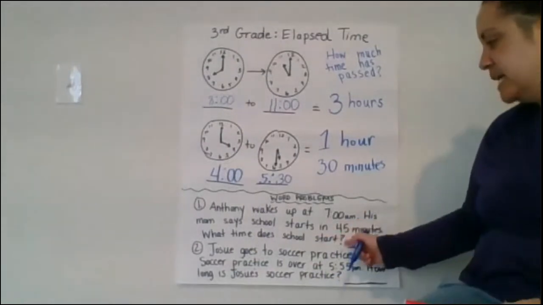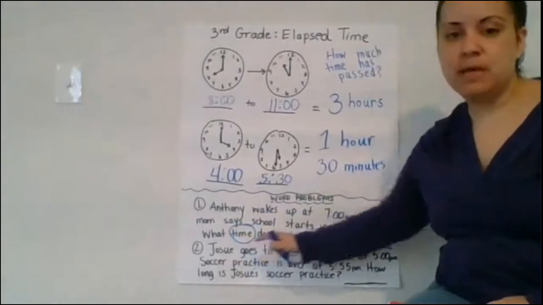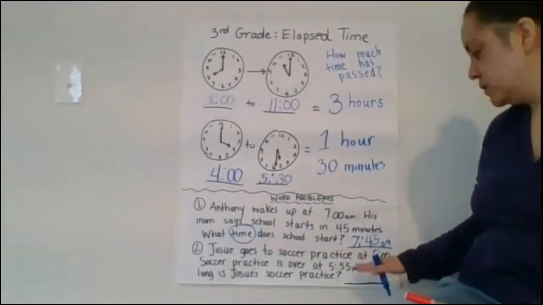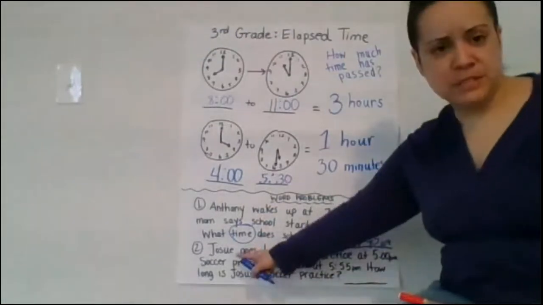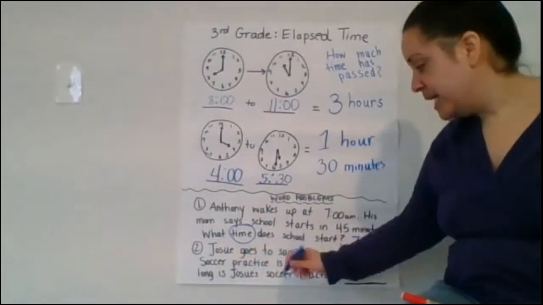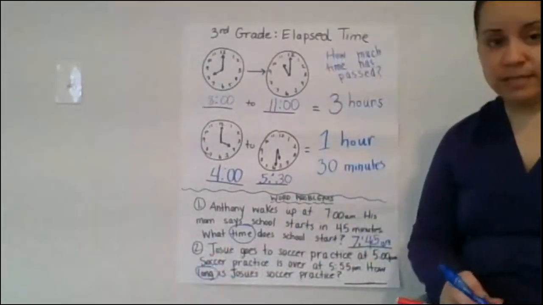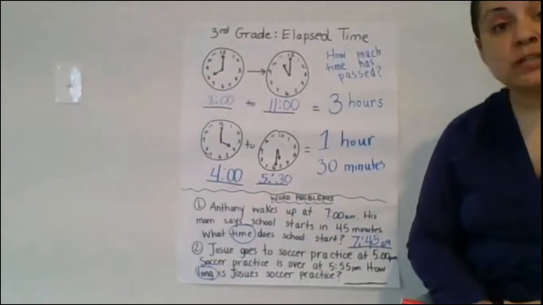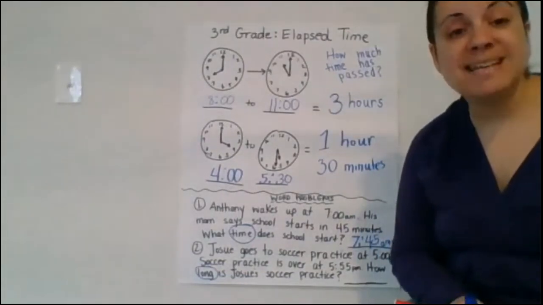Now, up here it asks for the time. What time does Anthony start school? So that's why I wrote a time here. But for number 2, it's asking us how long is Josue's soccer practice, which means we're not going to put a time, we're going to put how many minutes.